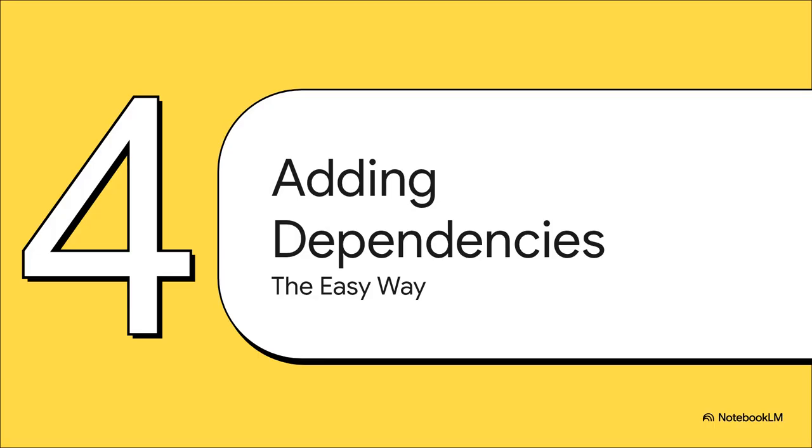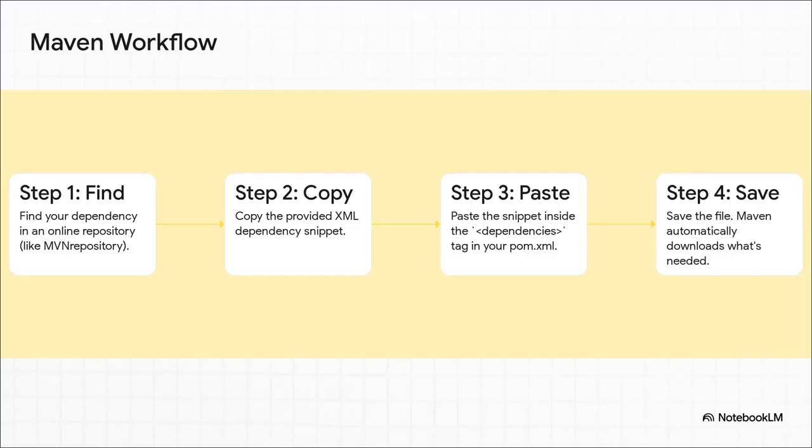Okay, this is where it gets really good. Let's see how you actually add a library using Maven. Because once you see this, the old way is going to look completely ridiculous. We are literally talking about a process that takes seconds, not hours. It's really this simple. That's the whole workflow. You find the library you need online. You copy a little chunk of XML text, you paste it into your pom.xml file, and you save. That's it. You don't download a thing, you don't mess with build paths, you just declare what you need.